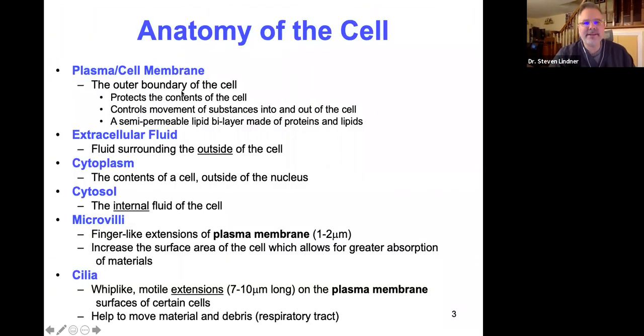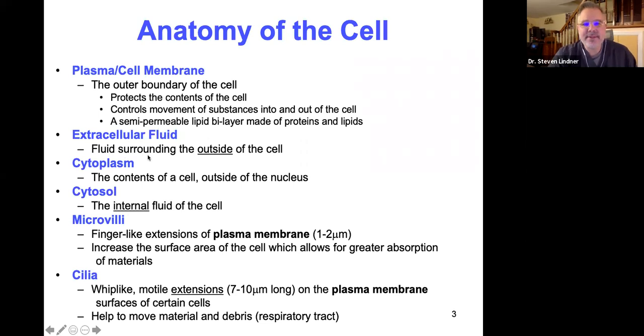So the cell membrane is the outer boundary of the cell. It's gonna protect the contents of the cell, and it's gonna control the movement of what's permitted in and out. And I said it can do that because of the phospholipid bilayer. Part of it is protein, part of it is lipid, and the proteins are the gatekeeper. They can make up channels, like a sodium channel, a potassium channel, a calcium channel. So they can allow certain things in and out of the cell. You will be learning all about those in your lecture when you cover the protein.